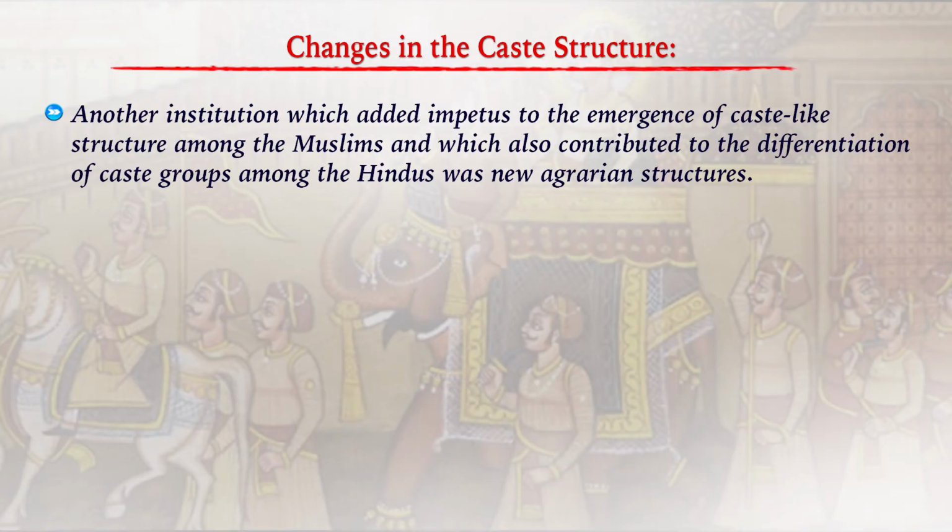The rule of endogamy was strictly practiced by the Muslim rulers, and we have an aristocratic class that emerged during this time period. Another institution which led to the growth of caste-like structure was the differentiation of caste group among Hindus and the new agrarian structure.